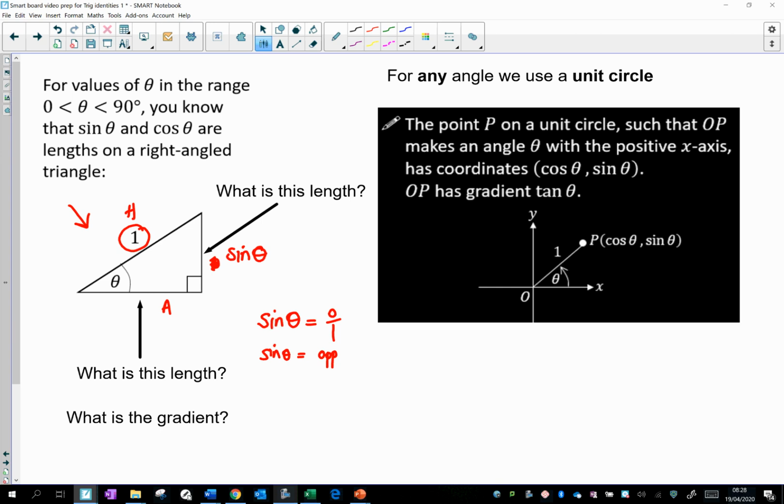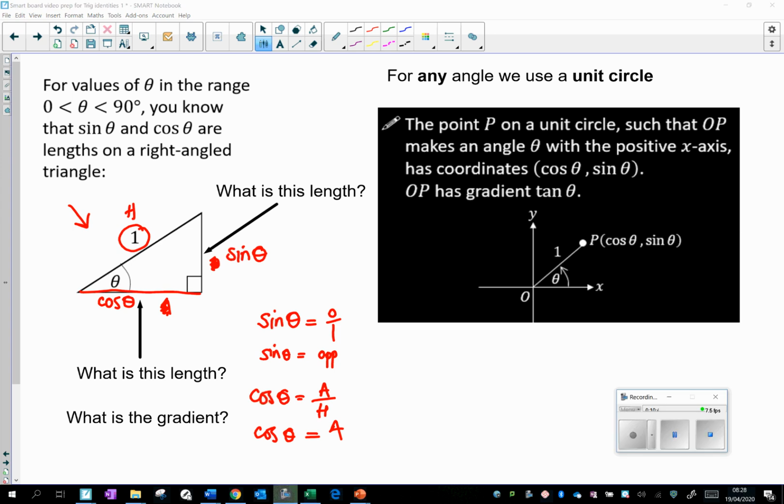In a similar way, if we look at this length across the bottom here, cos theta is the adjacent divided by the hypotenuse. But in this case, because the hypotenuse is 1, cos theta is actually the adjacent. So this length over here is actually cos theta. And that's very, very important.